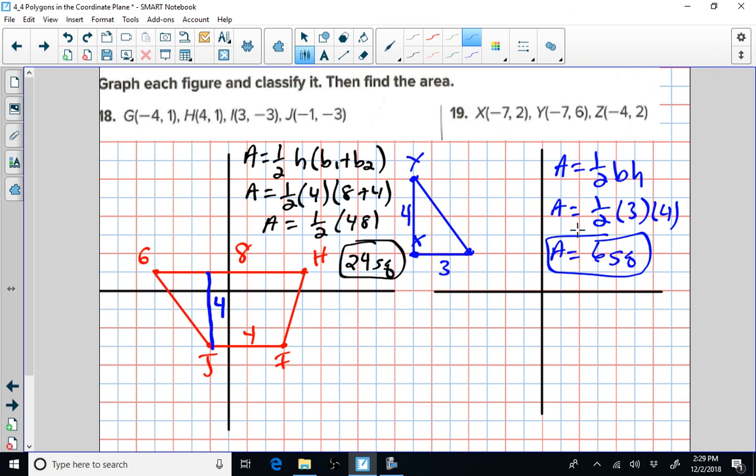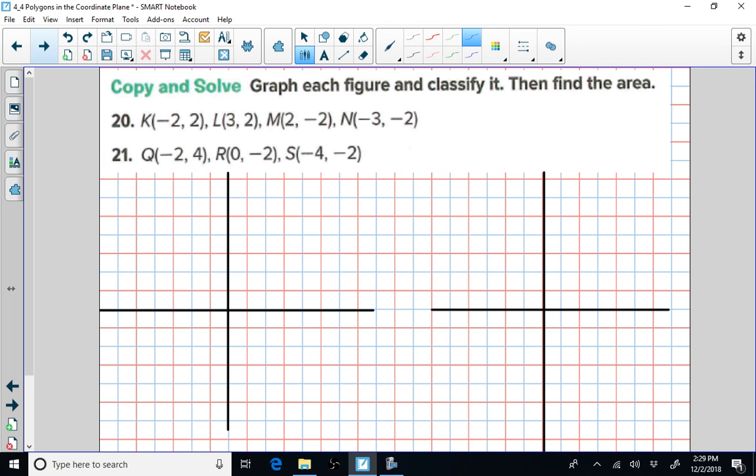Alright. I think that's it for today. Nope, we have 2 more. Okay. So let's try these 2 and see where that leads us. Alright. So point K is located at -2, 2. Left 2, up 2. Put a point. Point L is located at 3, 2. Right? That's L. This is K.